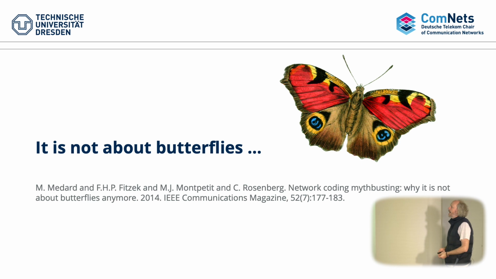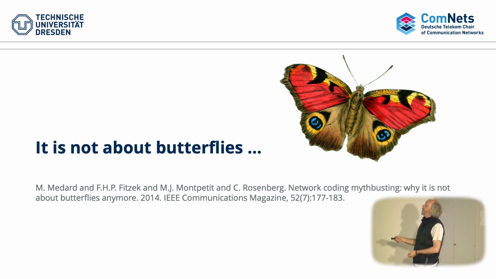So this is what we do, and therefore it's not about butterflies. If you see here the gray notes, this is only a paper, a journal article that we have written, in this case together with our co-workers Meda, Montpetit and Rosenberg, where we did some myth busting. Because when network coding came up, a lot of people did not really understand how this is possible. I think with the butterfly, the example is quite easy, but some people, for example, said, okay, it only works with 2 packets, because they understood the XOR in the butterfly.